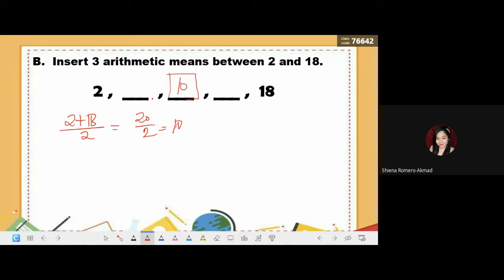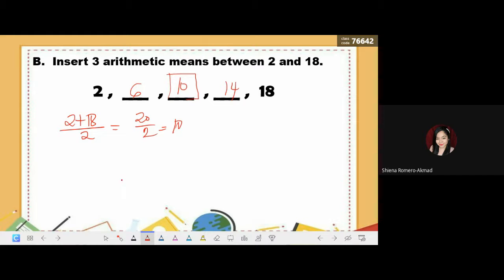Okay? Let's proceed. Then you can also find the middle term of this one. 10 plus 18 is 28. Divide by 2 is 14. 10 plus 2 is 12. Divide by 2 is 6. So you can use that when it is like this. Okay? But what if not?